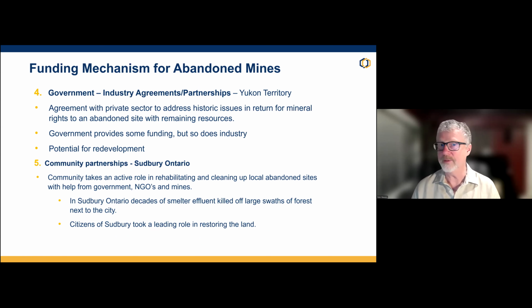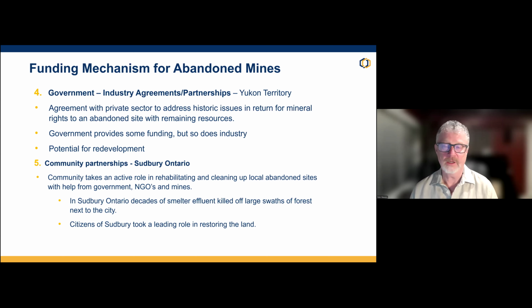Government industry agreements and partnerships are an interesting one. I saw one in Northern Canada where there was an area of historic mining that had a number of issues to it, but there was a lot of potential mineral resources left. And so there was a sort of deal for a company to come in. They would get all the mineral resources and the potential for future mining, but at the same time, they had to address those existing environmental issues. So that's a kind of a win-win type agreement.